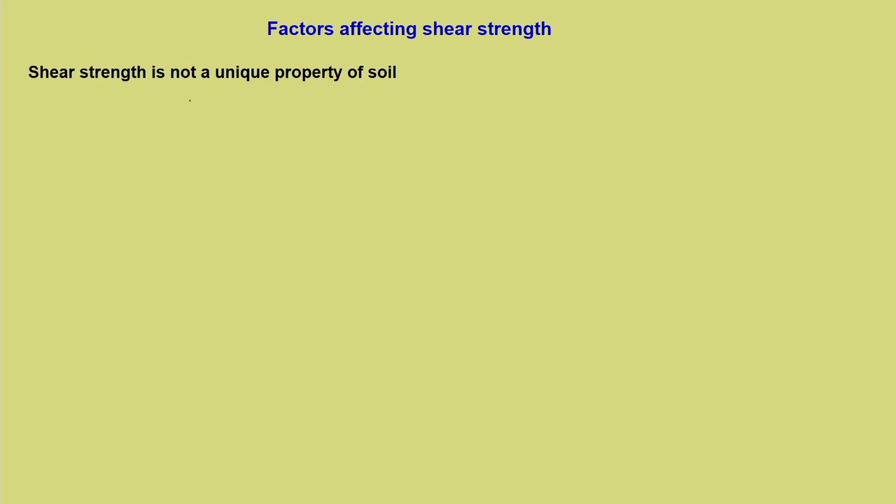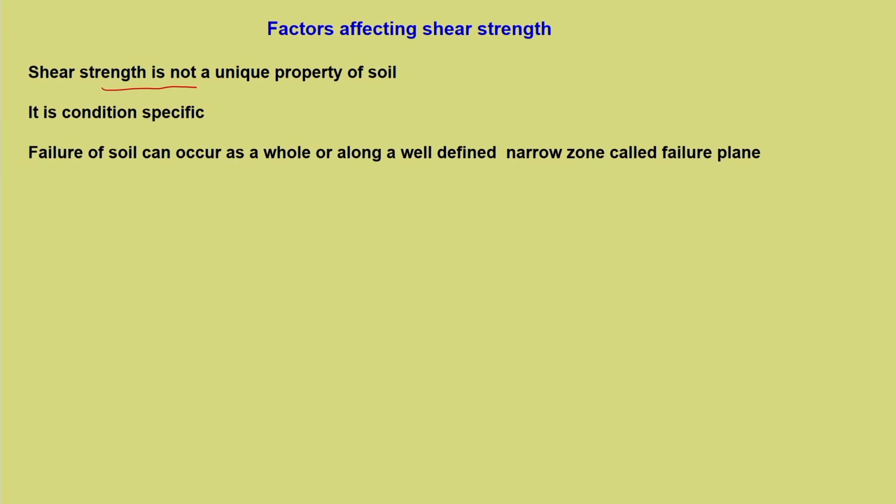First of all, before discussing the factors, let us make it clear that shear strength is not a unique property of soil, it is condition specific. And this we have discussed at length throughout this module, and it is very clear now. Failure of soil can occur as a whole or along a well-defined narrow zone called the failure plane. Now the factors are classified as natural factors and induced factors.